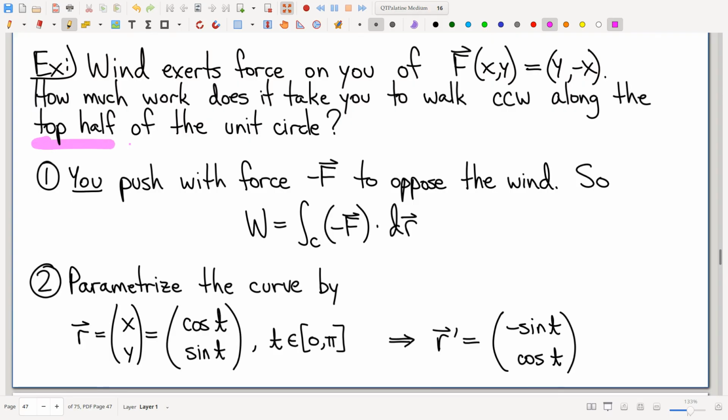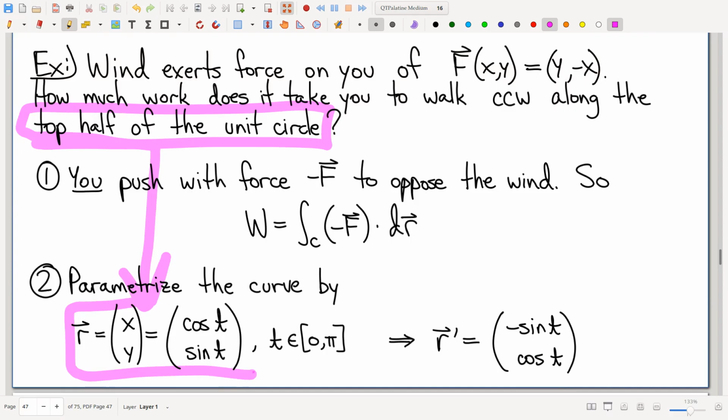We're talking about the top half of the unit circle. The top half of the unit circle is easy to parameterize. There you go. Specifically, it's the top half. It's not the whole unit circle. I get the top half by using just these values of t, 0 to pi, not 2 pi. Is that good? Everybody happy?